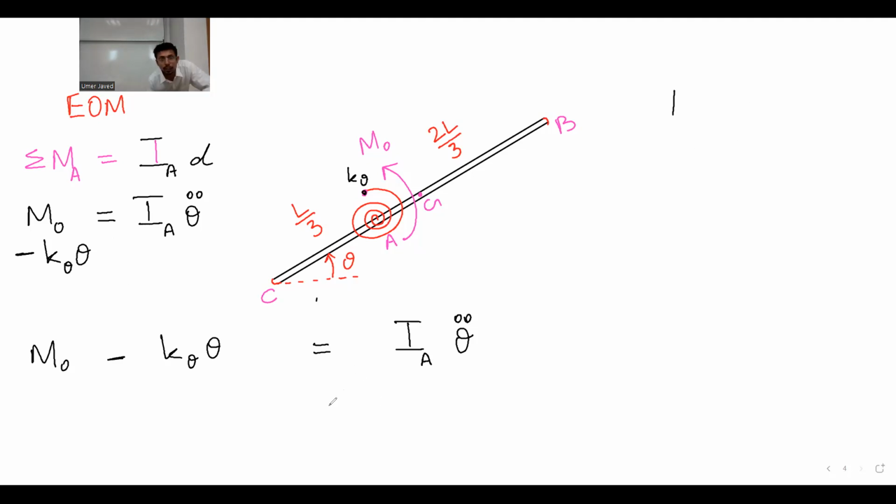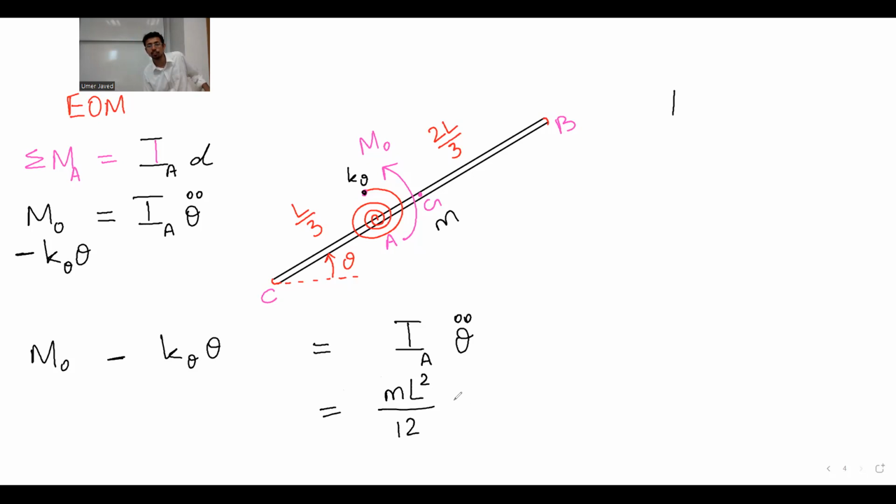What is the moment of inertia of the rod about point A? Find it out and let's finish the semester. If the rod has a mass M, yeah, for sure, M. This is the mass M. So it will be M L square by 12.